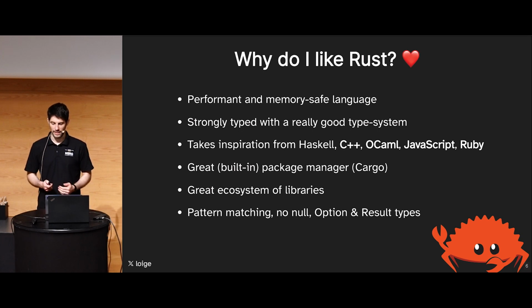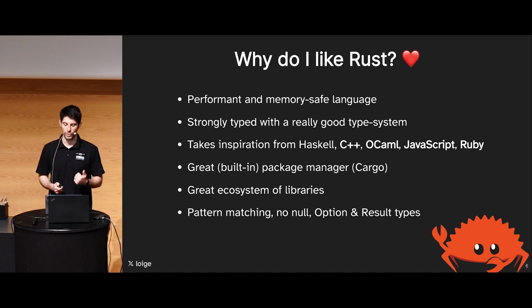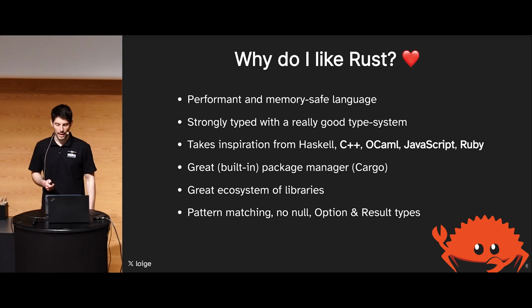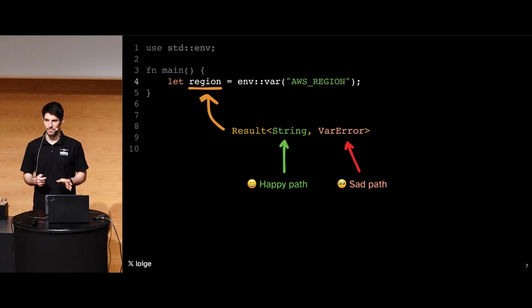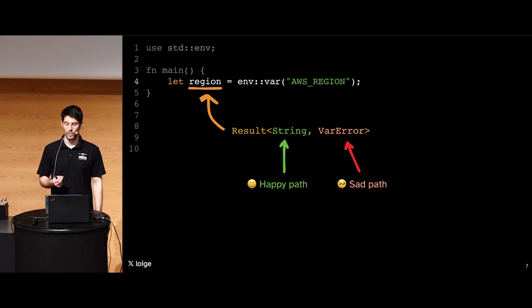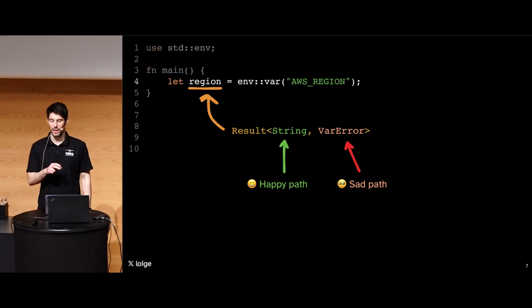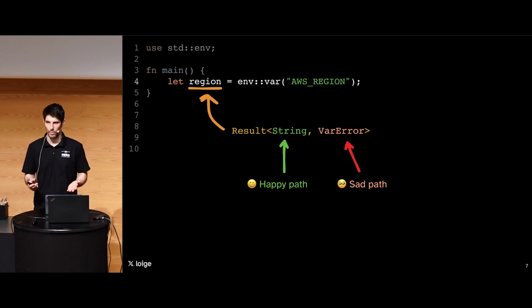And finally, there are other things in the language that are really useful, and I'm going to try to give you a super quick demo, like pattern matching, no-null types, and the Option and Result types. Now, let me show you a quick example just to show you why I really like these particular features of the language. Let's say that we want to read an environment variable. For instance, we want to read the AWS region. This is something very common in all sorts of programs. And if you have done this before, you have probably been burned by the possible case where you were expecting that the environment variable was set, but then in your actual process, that environment variable was not set.